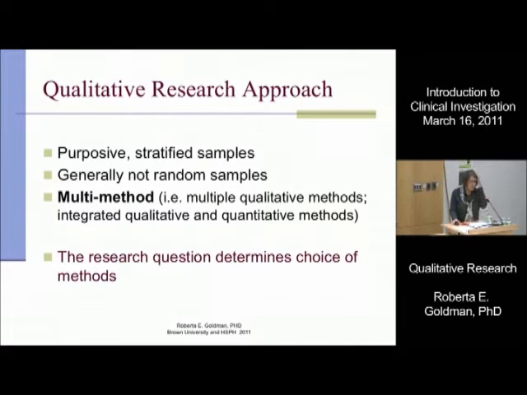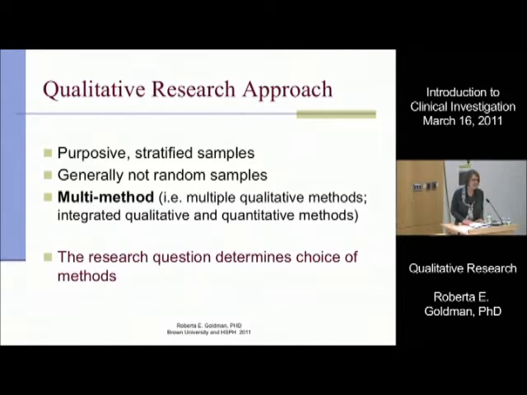So what you use is what we call purposive stratified samples, because you want your samples to be really, really good. A random sample, I also learned from my epidemiologist colleagues, that is small is not necessarily going to be representative. So what's the point of doing it? But what you want is people who will talk to you about the issue under study and who demonstrate the diversity of the population that you're looking at.